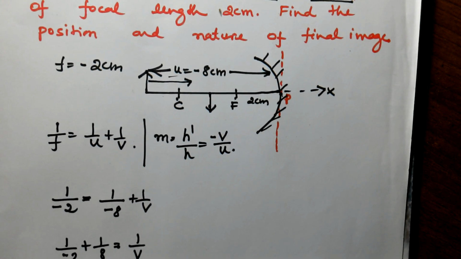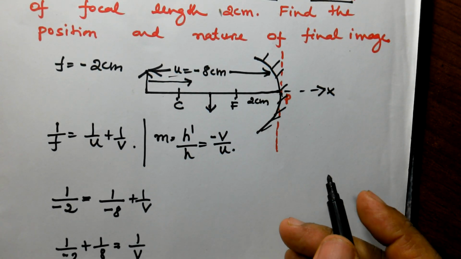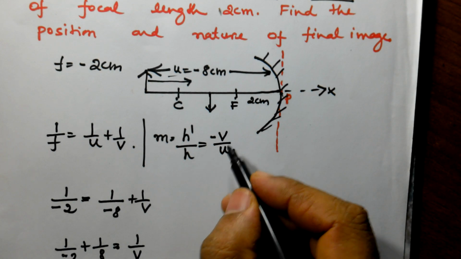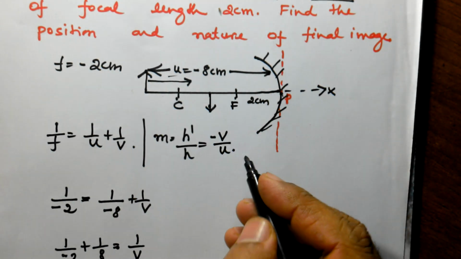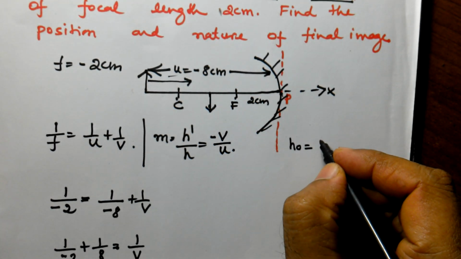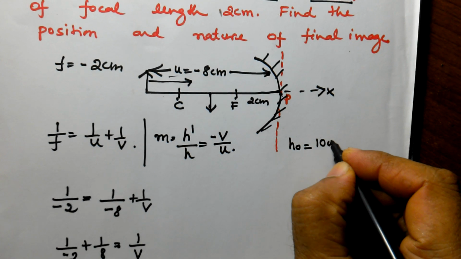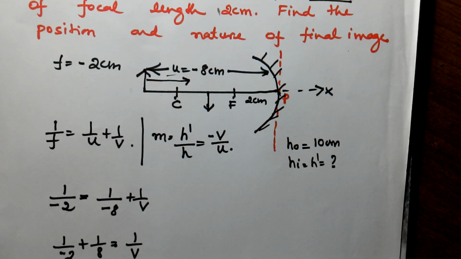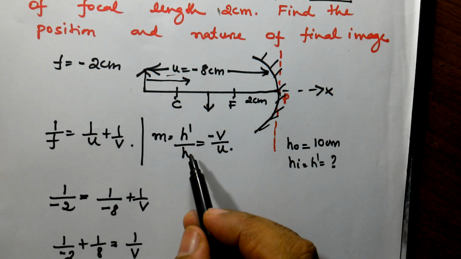Now, what is magnification? How do you find out the magnification, sir? Magnification is height of the image by height of the object, or minus V by U. Now suppose in this problem, height of the object is given. Say, I have not given in the problem. Say height of the object is some 10 centimeters. What is the height of the image? What do you call h dash in the formula? That's what you have to find out. Okay, we will apply this.